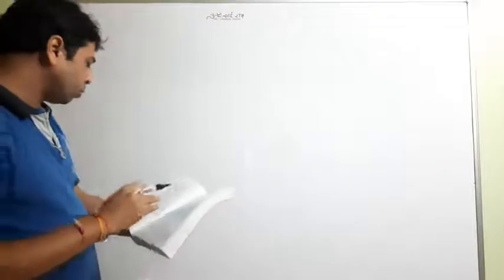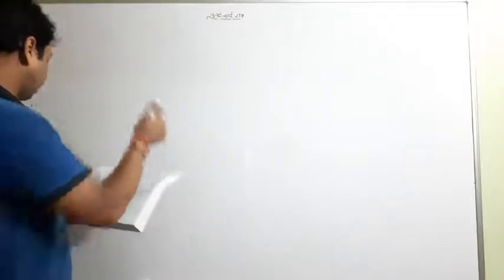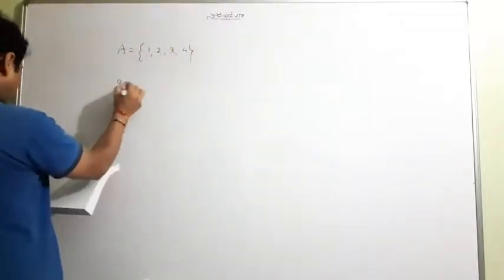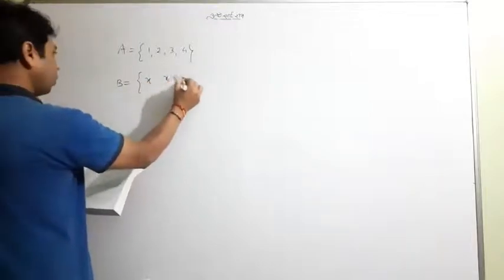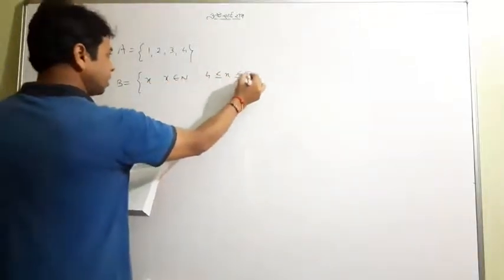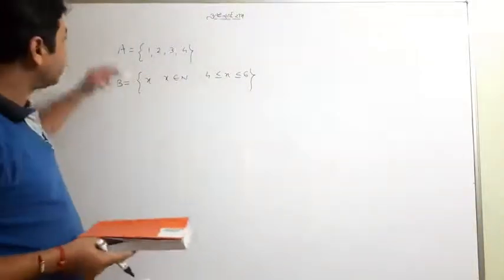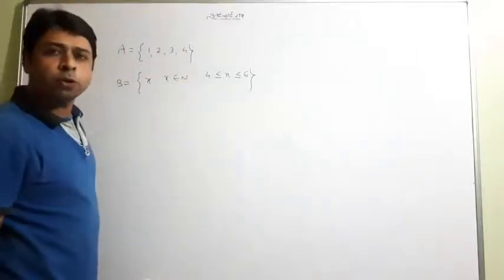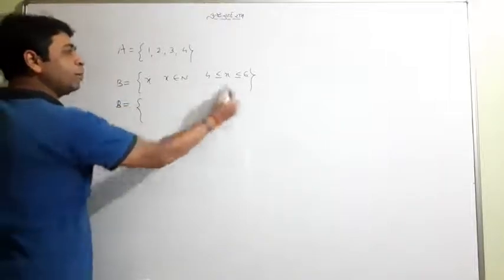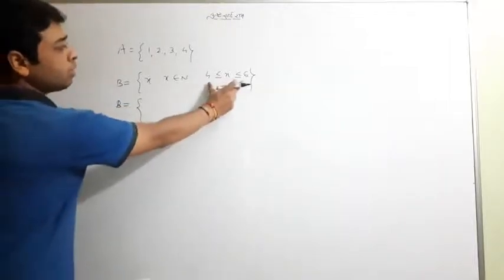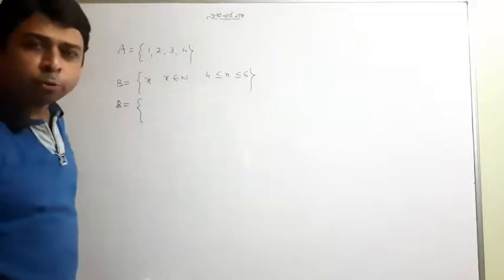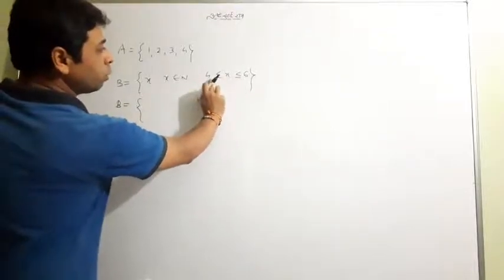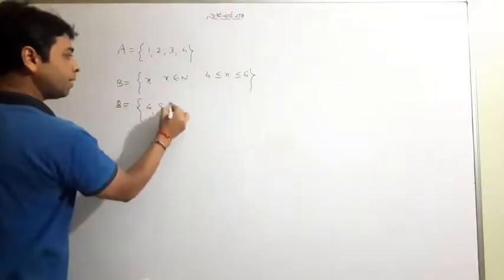So we have some question like the eighth question. Suppose A is equal to 1, 2, 3 and 4, and suppose B is equal to X such that X is a natural number and 4 less than X less than 6. Now we have to examine whether A and B are disjoint or not. We have to check it. So first of all, A is beautiful looking. But what about B? It is actually in set builder form, right, not in roster form. So one can simply understand that X belongs to natural numbers, meaning you have to write all the natural numbers which satisfy X greater than or equal to 4 and less than or equal to 6, meaning you have to write 4, 5 and 6 only.